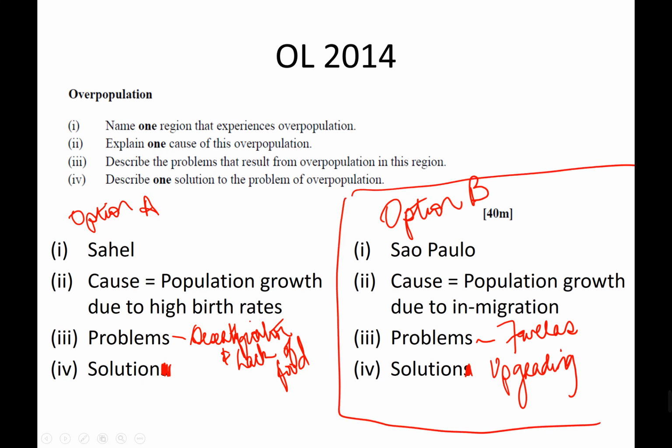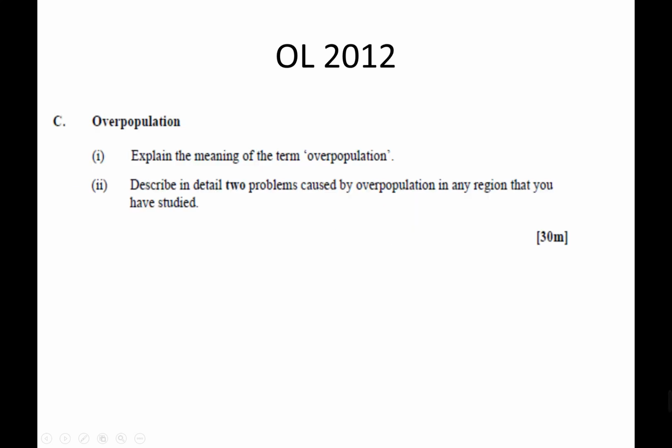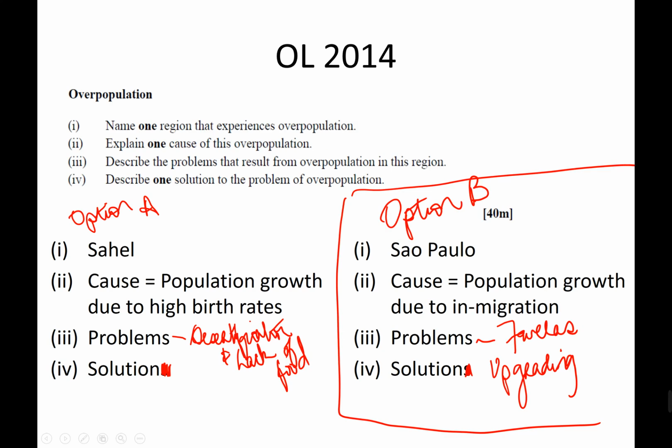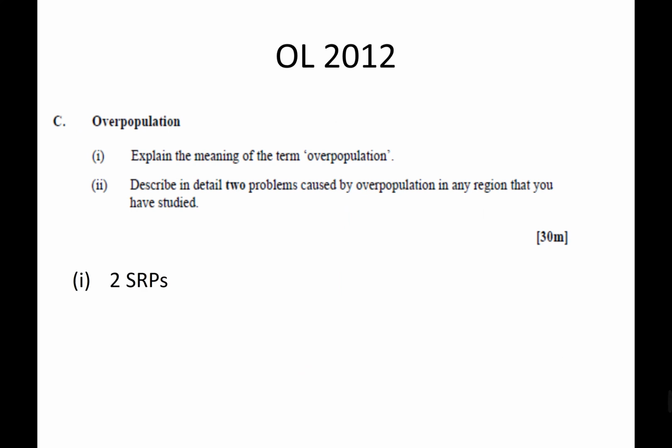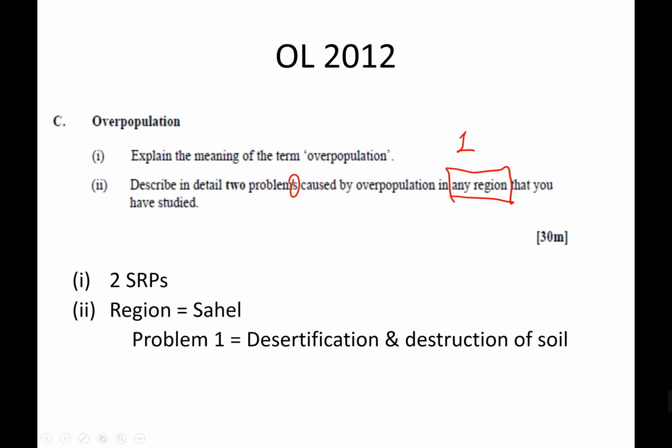All right. So we're on page 70 now, aren't we? Ordinary level 2011. Again, define population, overpopulation here, even if it doesn't ask you. So, meaning of overpopulation, 2 SRPs, describe in detail 2 problems in any one region. One region, okay? You don't have to discuss the causes. The region is the Sahel. The problems could be desertification and the destruction of soil. And the second problem, starvation and famine. And I think that's a better one to do here. I don't think you get enough SRPs on Sao Paulo.